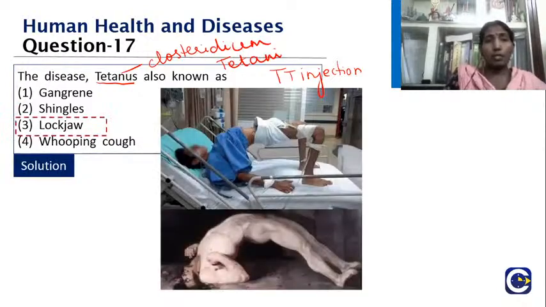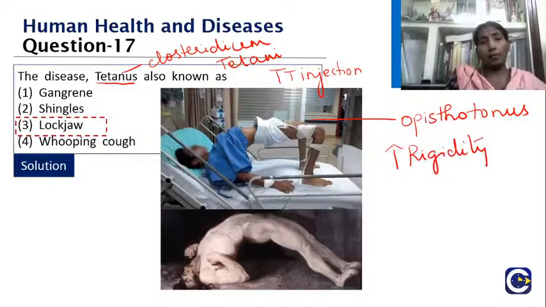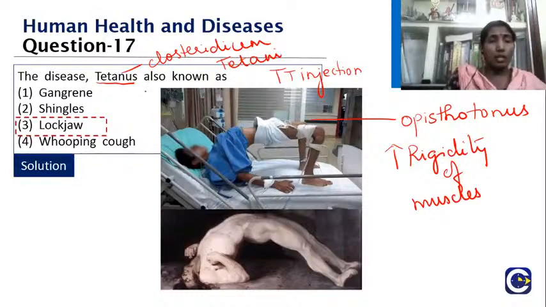In this condition, which we call opisthotonus in medical terminology, the head is here and the toe is here. There is that much increase in the rigidity of the muscles. The person will not be able to open his mouth, that is why it is lockjaw. Rigidity of the muscles increases because it affects all the nerves. So that is the reason. Okay.